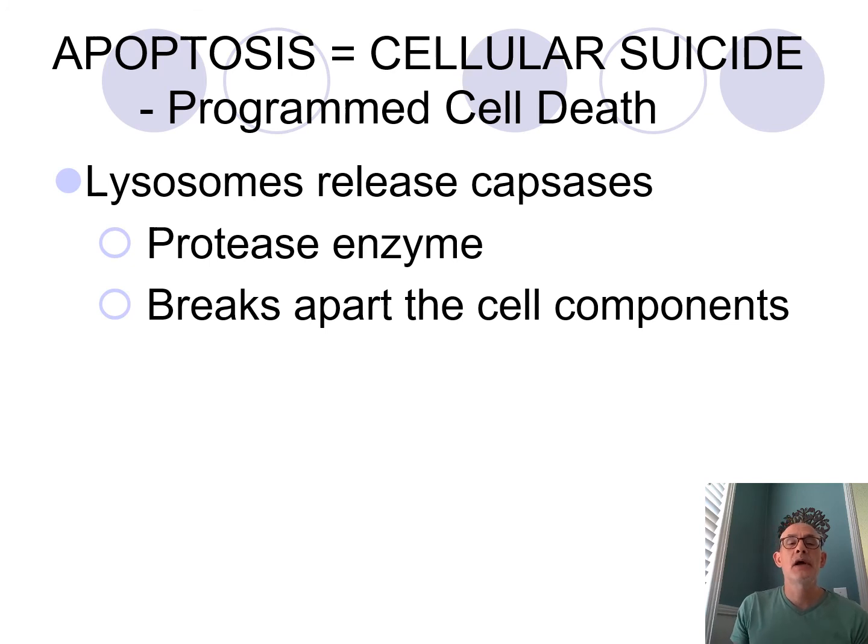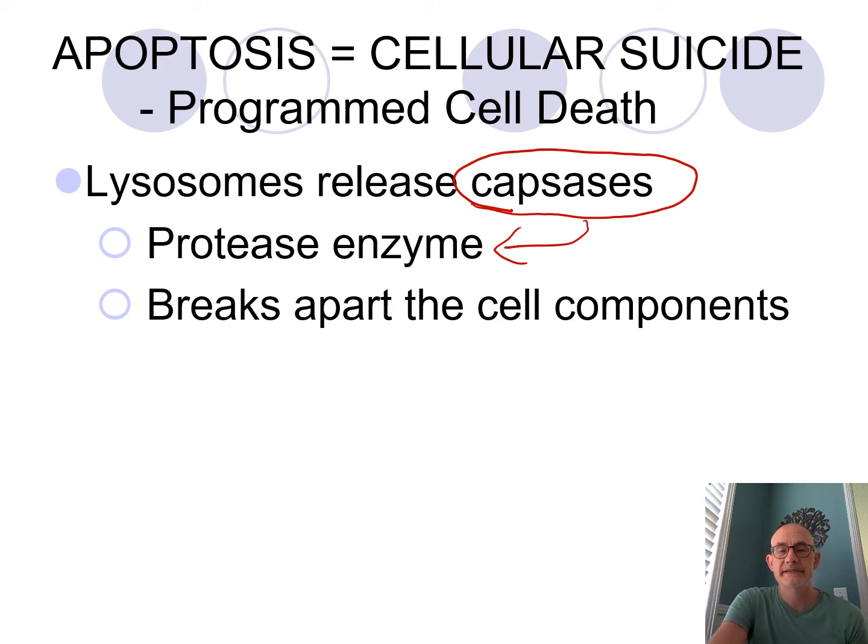All right, so the lysosomes release these chemicals that are called caspases, and these are protease enzymes. So protease, these are enzymes that break down proteins. And basically when these release all of these enzymes, then it breaks down the internal structure of the cell, breaks its internal framework apart, and the cell begins to break apart into these tiny little pieces that macrophages and your immune system can come along and eat and clean up.